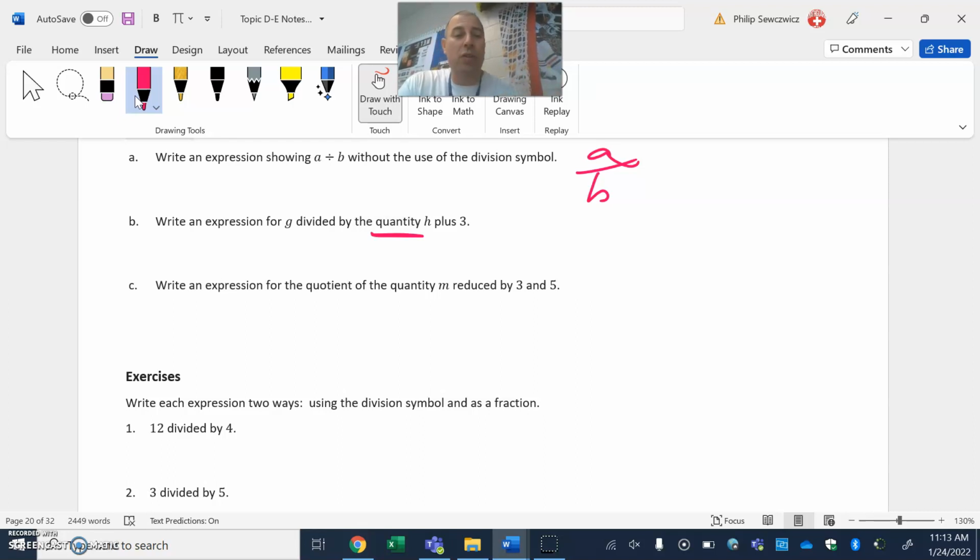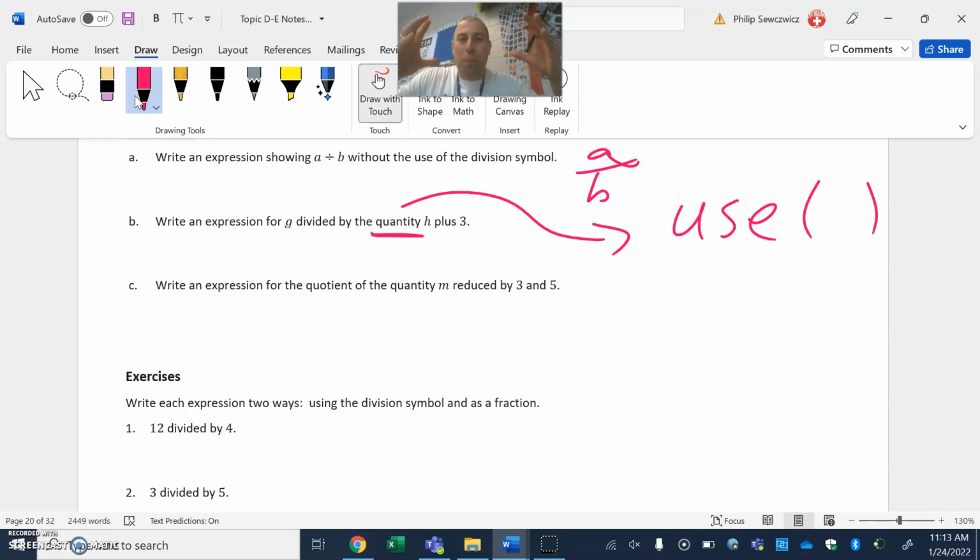Okay, so first of all, that word quantity. Quantity means that you are going to use parentheses. So it's a group, in other words. So if we write an expression for g divided by the quantity of h plus 3, we would take g, divide by, I know you might be saying, you just told me not to. Yeah, I know. We're going to do something with this. The quantity of h plus 3. So it needs to be wrapped in parentheses.